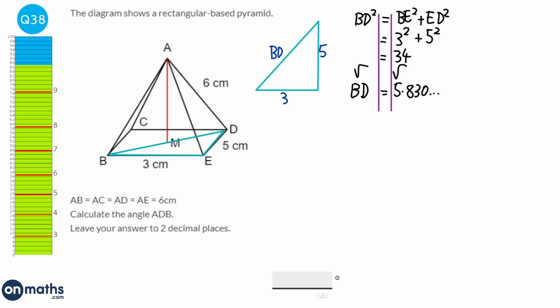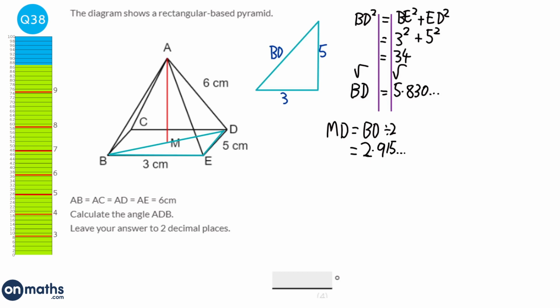Next we're going to work out distance MD. Now M is a midpoint in this diagram, so all we do to work out what MD is, is get BD divided by 2, and that's going to equal 2.915, etc. I'll keep it in my calculator still.